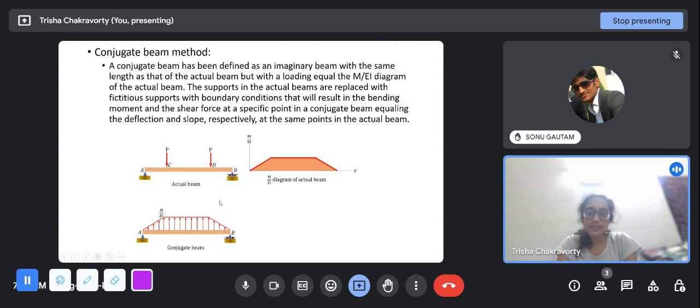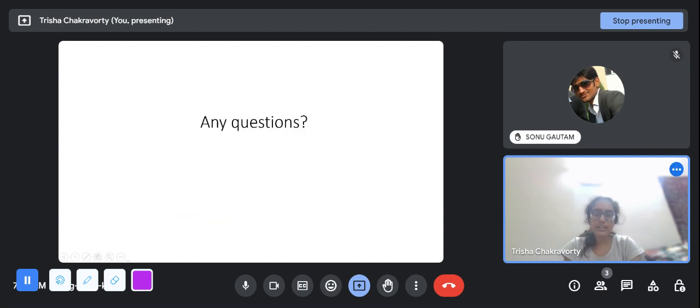This is positive because it is a sagging moment. Sagging moment means positive moment, because it will reflect like this, you can see. So there will be an upward loading in the conjugate beam, and you can find the slope and deflection at any of these points by finding the bending moment and shear force at these points on the conjugate beam. So that's all for today.